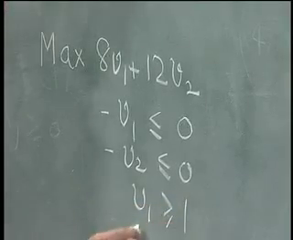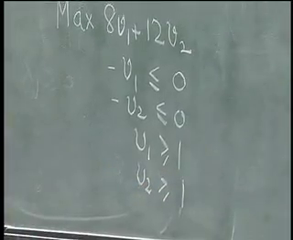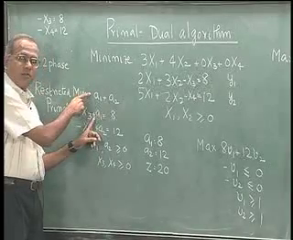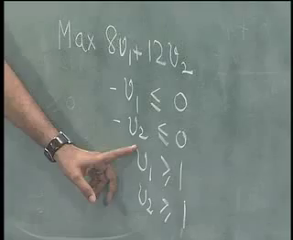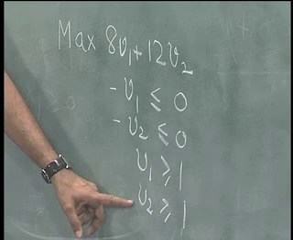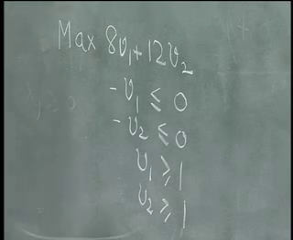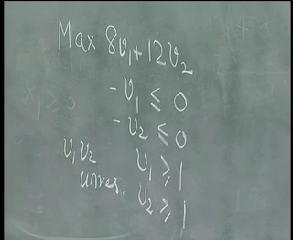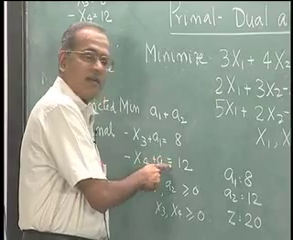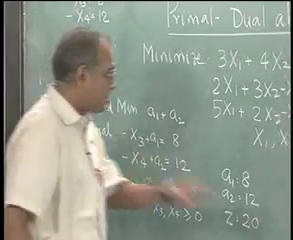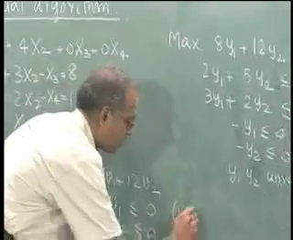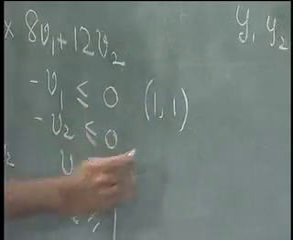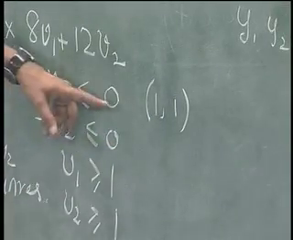V1 greater than or equal to 1 and V2 greater than or equal to 1, because this variable appears only in the first constraint. So, V1 objective function coefficient is 1. V1 greater than or equal to 1 and V2 greater than or equal to 1, and V1 V2 unrestricted, because the two primal constraints are equations. Now, a solution to this is given by V1 equal to 1 and V2 equal to 1, with the objective function value equal to 20.